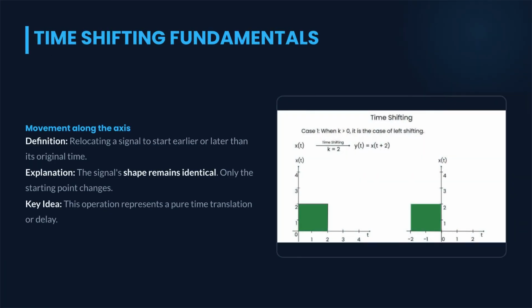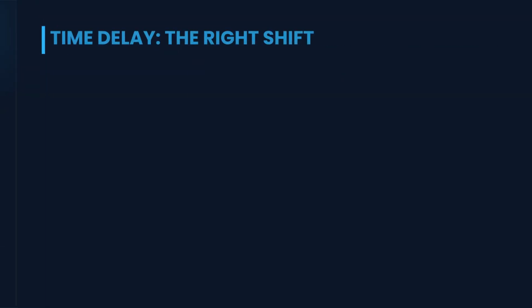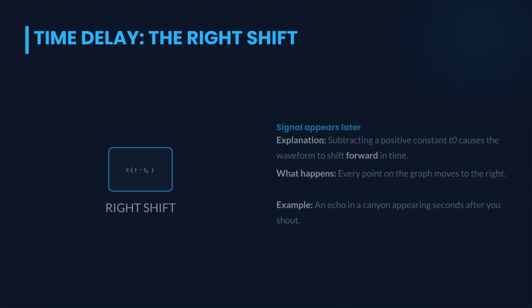Time shifting involves relocating a signal to start earlier or later than its original time. The signal's shape remains identical, only the starting point changes. This operation is essentially a pure time translation, or delay. A time delay, or right shift, occurs when you subtract a positive constant t0. This shifts the waveform forward in time. Every point on the graph moves to the right, much like an echo appearing after a shout.